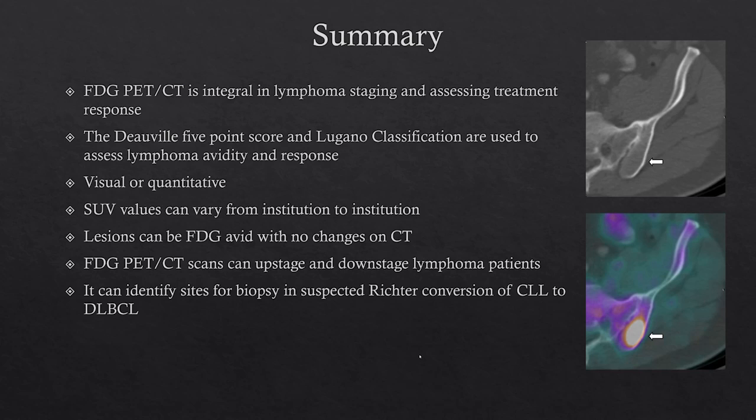FDG PET-CT scans can upstage lymphoma, and they can also downstage lymphoma patients. And in patients with suspected Richter conversion of lymphoma from CLL to diffuse large B-cell lymphoma, or follicular lymphoma, low-grade to high-grade lymphoma, it can help identify sites for biopsy.